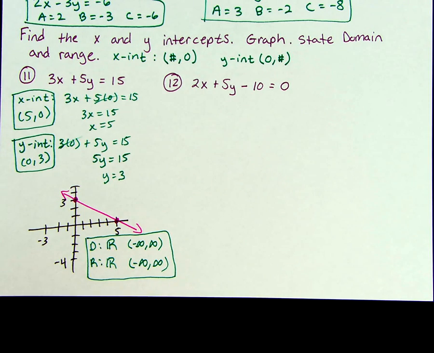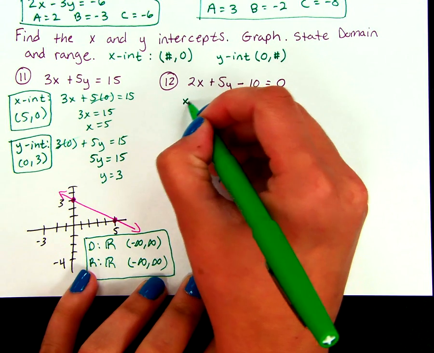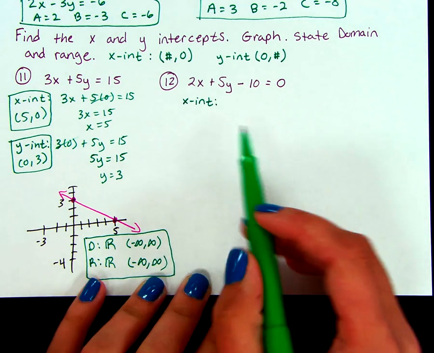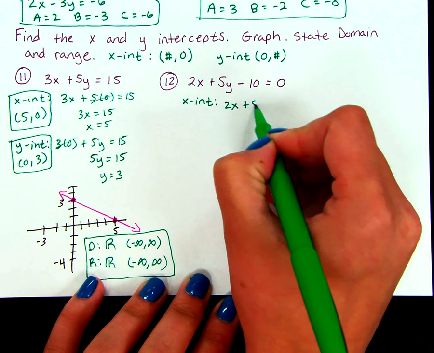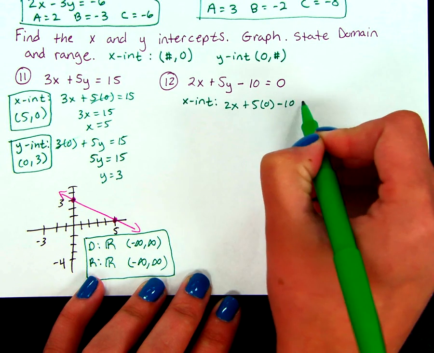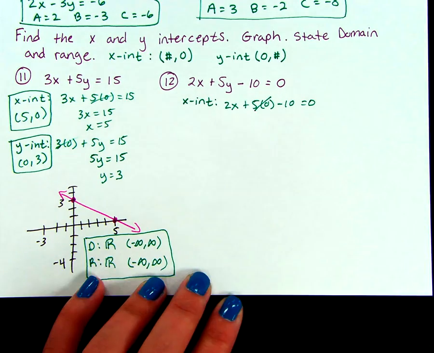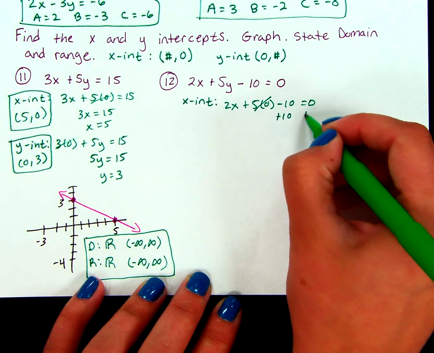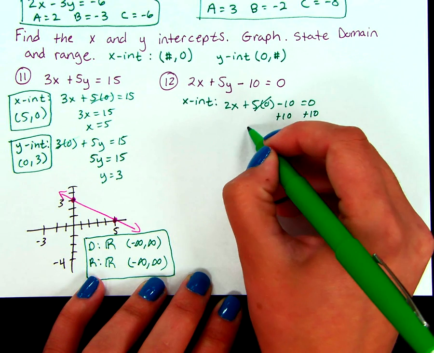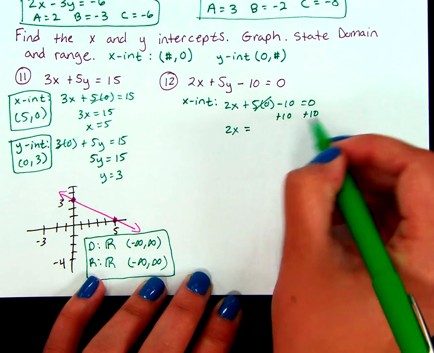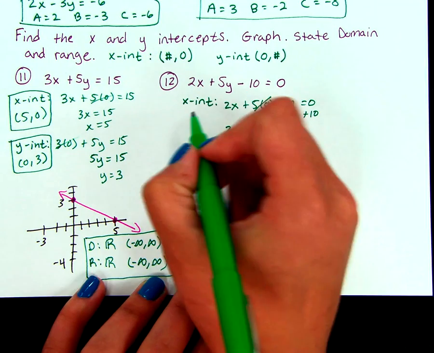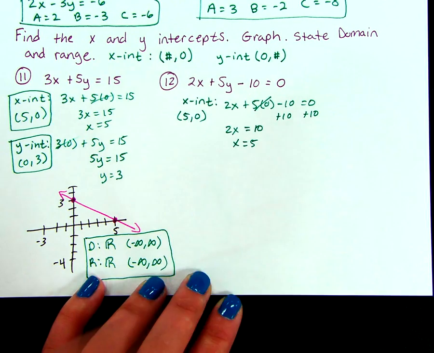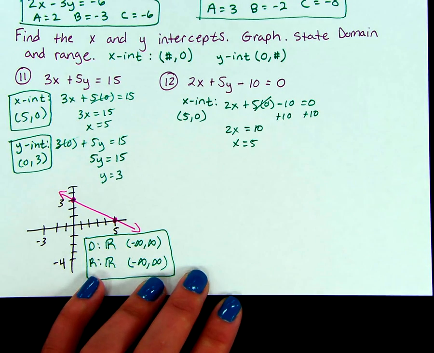Okay. So again, we need to find the x and y-intercepts. So let's start with our x-intercept. So again, since we're finding x, that means that we're going to replace y with 0. So 2x plus 5 times 0 minus 10 equals 0. So again, this is going to cancel, and I'm going to add 10 over right away. So now we have 2x equals 10. So we're going to divide by 2 to get x equals 5. So my x-intercept is going to be at 5, 0. Oh, looks like we got the same one as before.